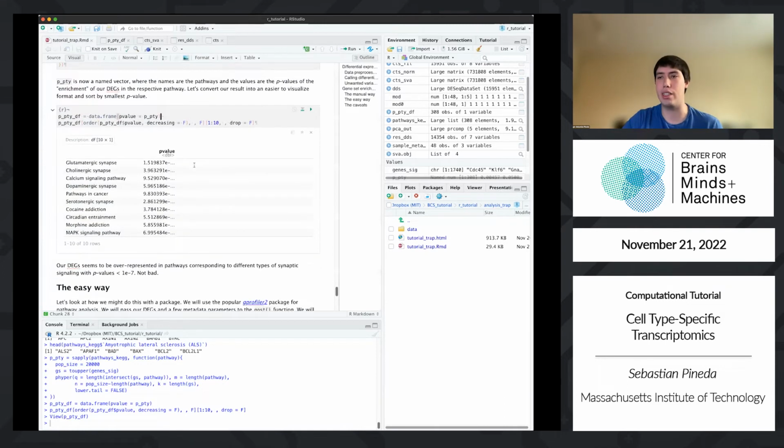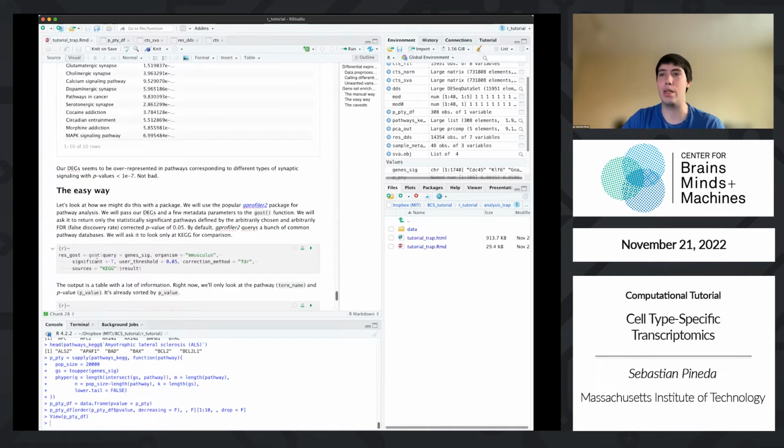There's a lot of fancy packages you can use. For example, gProfiler, which allows you to query many different databases. It allows you to compare against different organisms. You can tell it to return only the statistically significant ones with this threshold, correct your p-values for multiple hypothesis testing. So all sorts of fancy things.